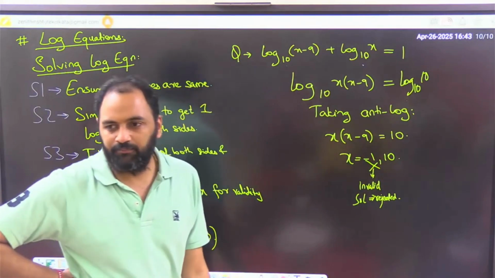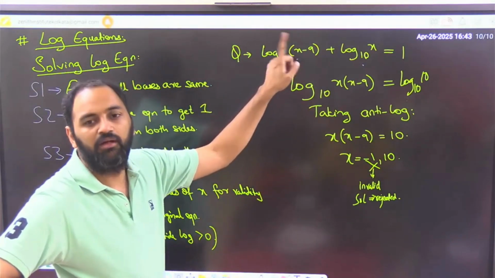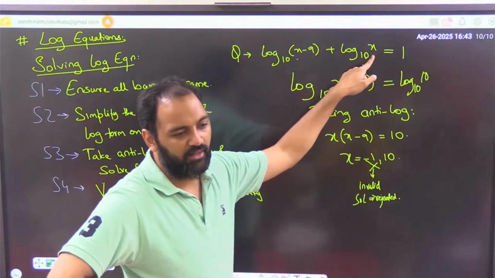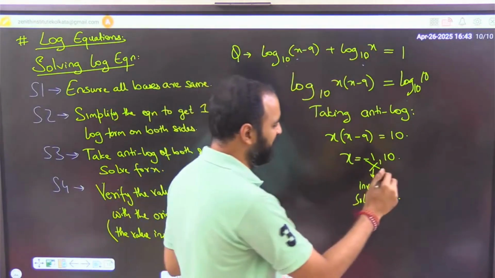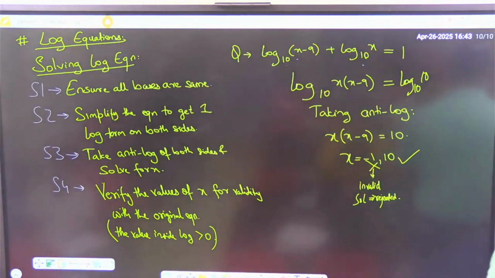What about 10 then? 10 minus 9 is 1, a positive number, no issue. Here 10 is a positive number, no issue. So this is valid. So what is the answer of the question then? 10. Only 10. x equal to 10 is the only solution.